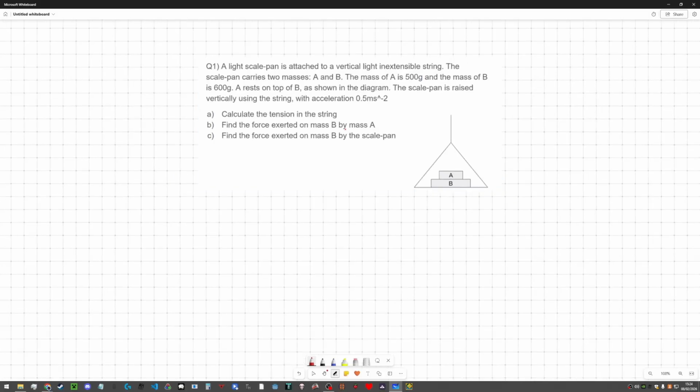Right, this one has a lot of words, but it also has a nice diagram to help us. The light scale pan is attached to a vertical, light, inextensible string. So here, light means mass is 0. Inextensible means you cannot extend it. The scale pan carries 2 masses, A and B. The mass of A is 500 grams, and the mass of B is 600 grams.